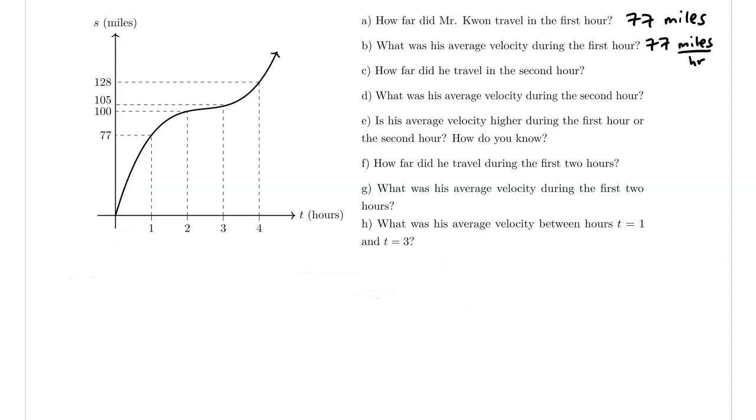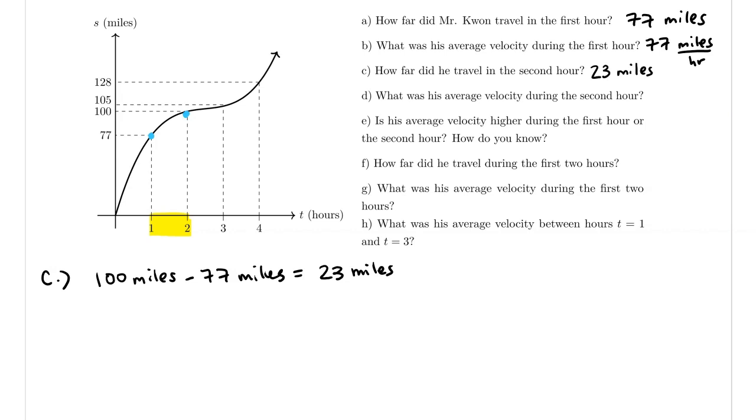Part C says, how far did he travel in the second hour? Now be careful, that means that we're just talking between here and here, and so if I wanted to plot some points, I'd have one here and I'd have one here. So to calculate the distance traveled, I would just subtract the y values. So for part C, I would have 100 miles minus 77 miles, and that would give us 23 miles. So there's our answer for part C.